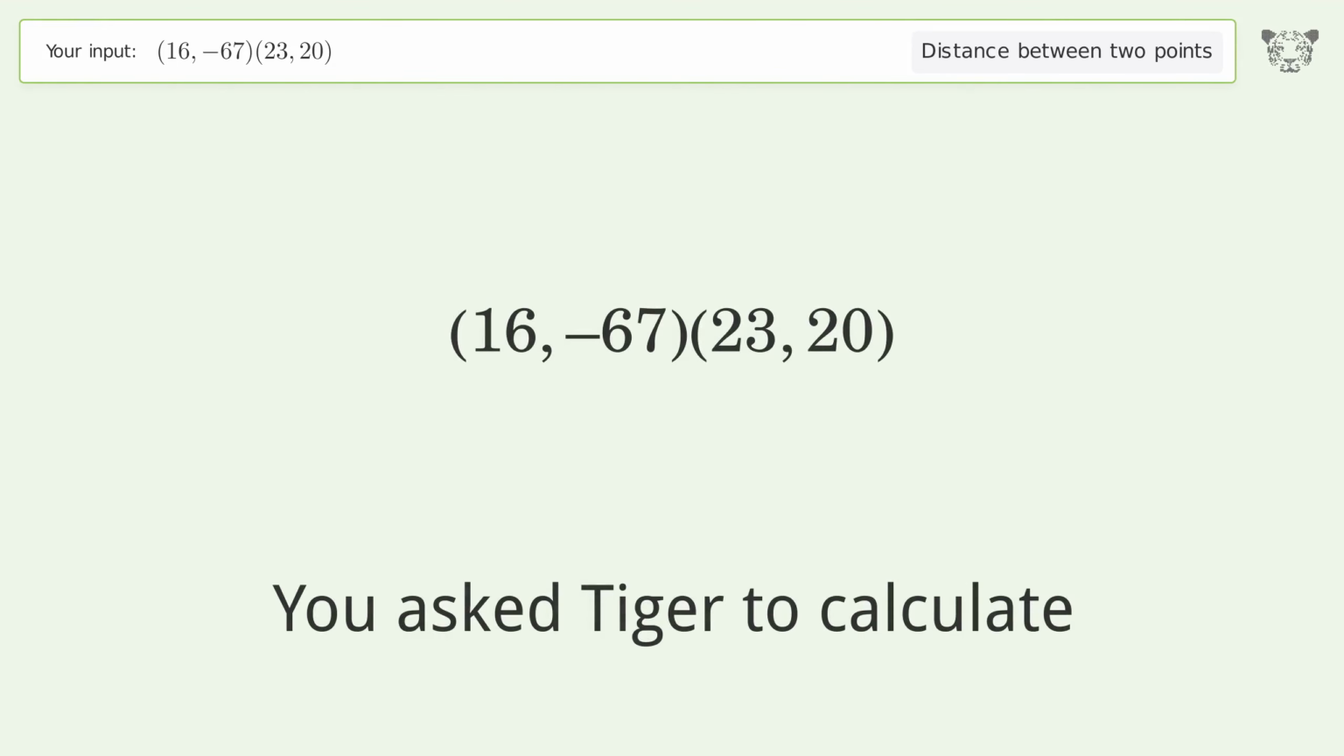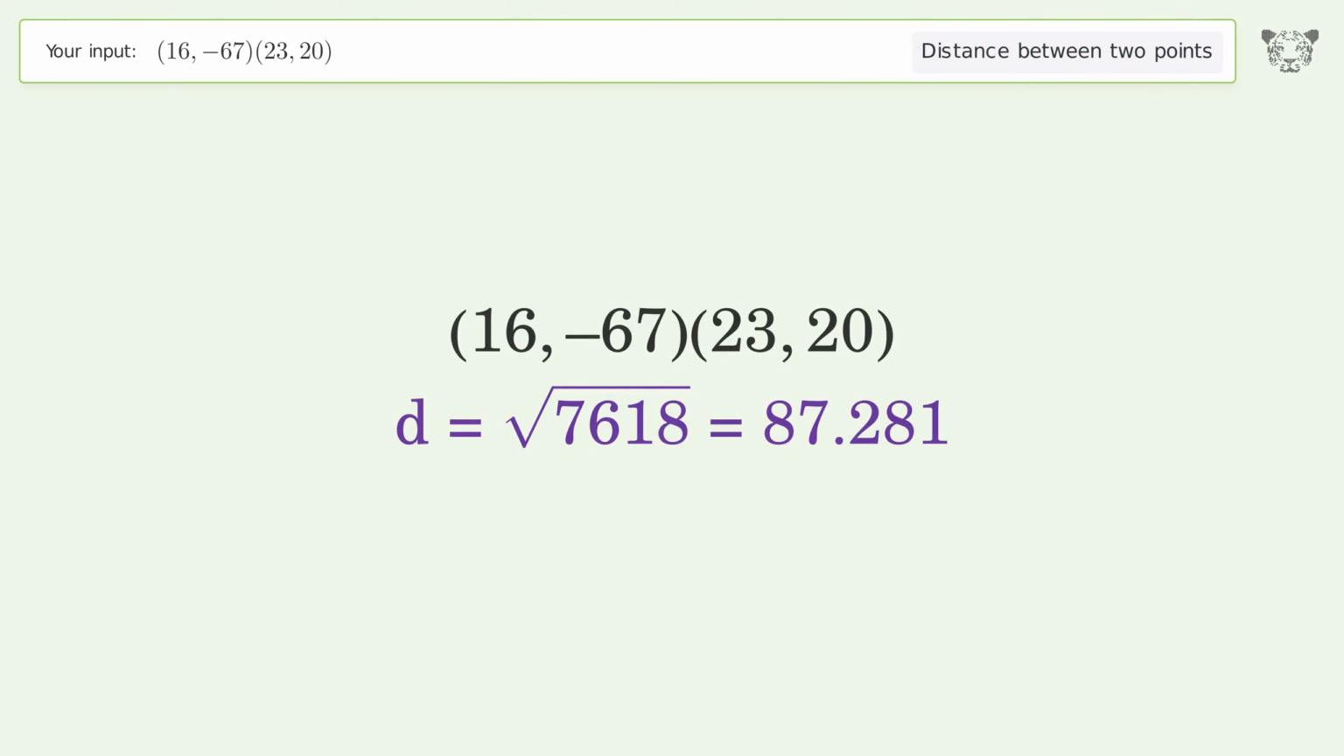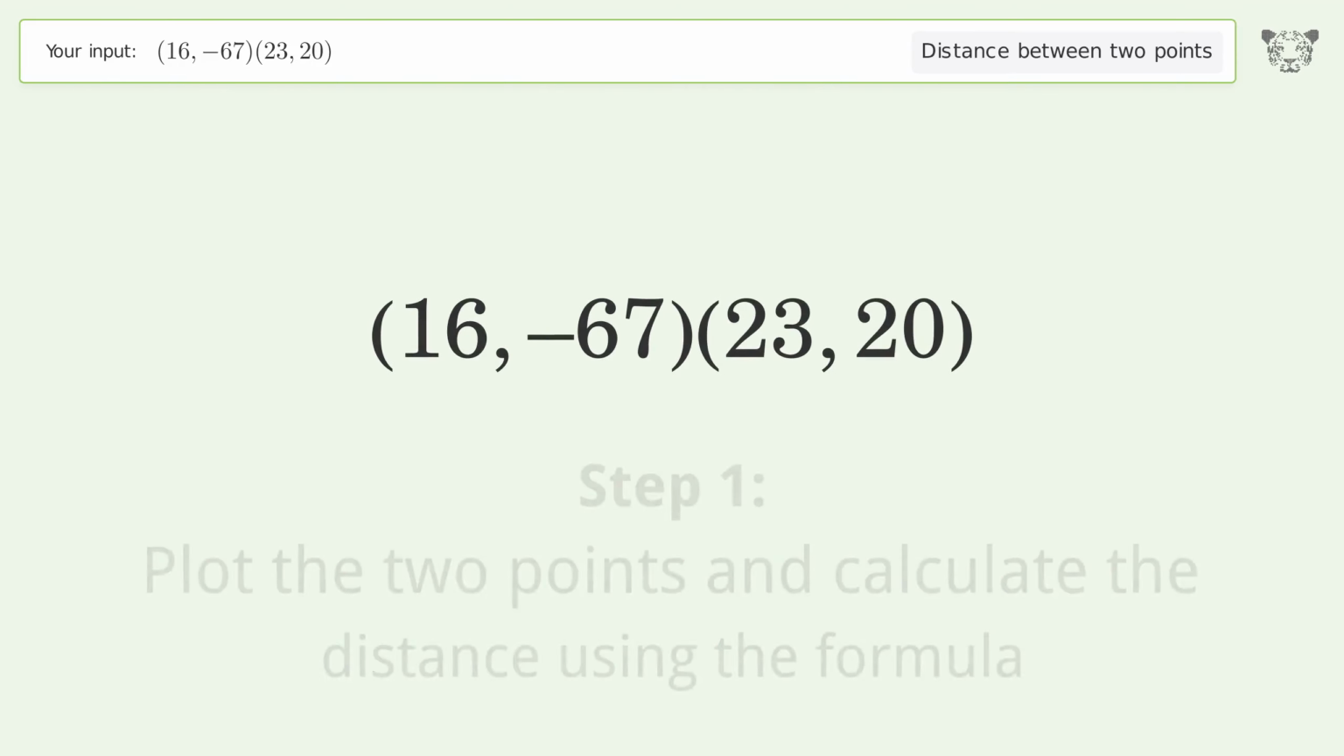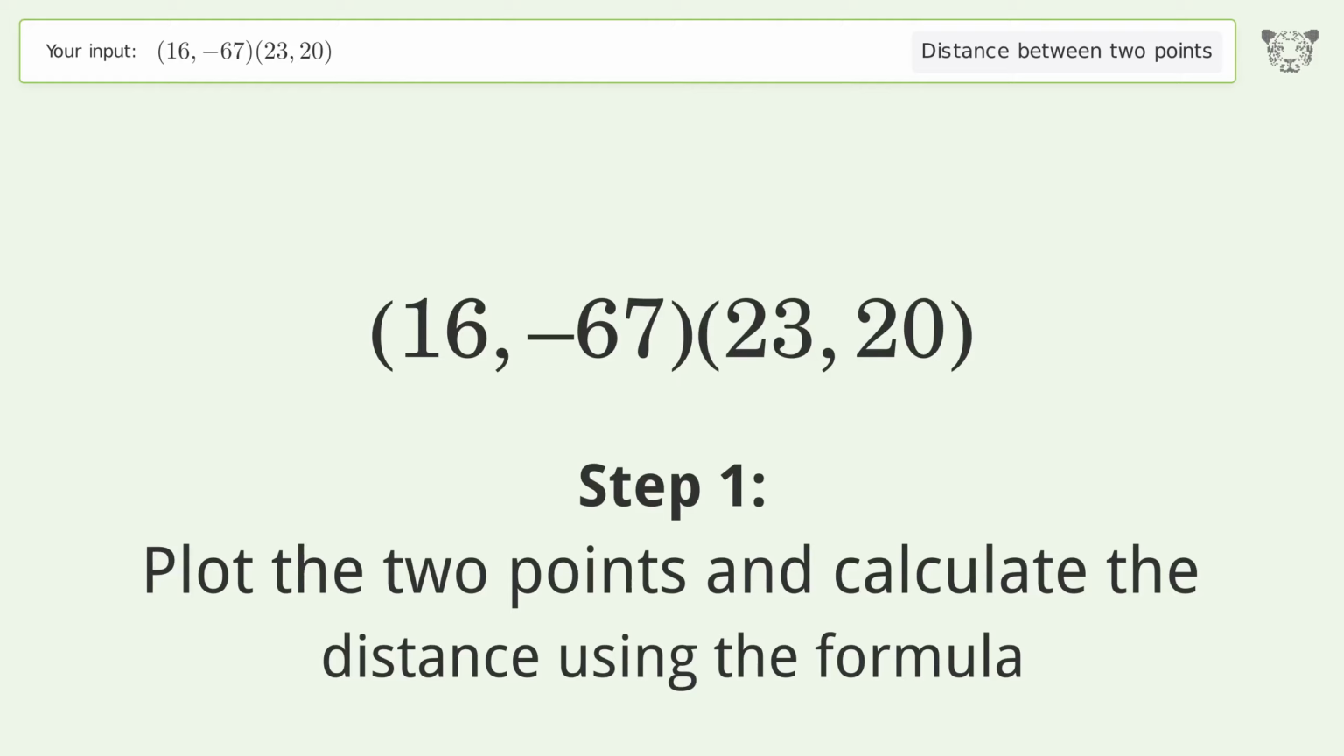You ask Tiger to calculate. This deals with the distance between 2 points. The distance between the 2 points is the square root of 7,618, or 87.281. Let's solve it step by step. Plot the 2 points and calculate the distance using the formula.